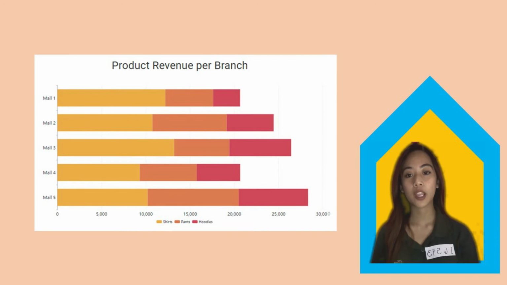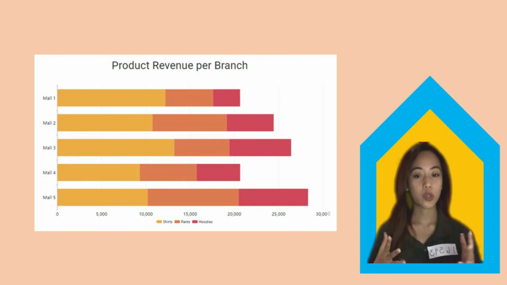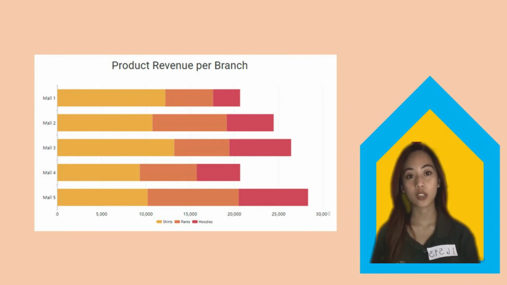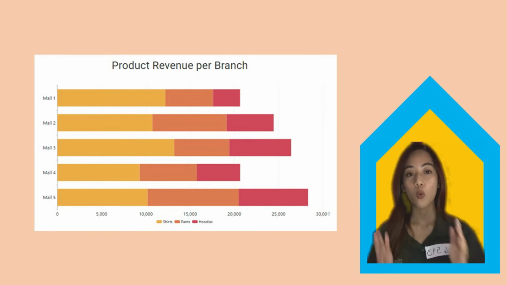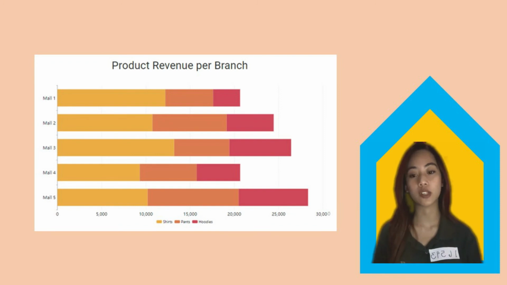So since we want to find the product revenue per mall branch, our label on the vertical axis would be the mall branch. And then we write the names on the vertical axis, which is malls 1, 2, 3, 4, and 5. For this example, we will label the horizontal axis as the revenue. And then we finalize the scale and range for the given data. So our range is from 0 to 30,000 pesos, since we are talking about money here. And we want the scale to be 1 unit is equals to 5,000 pesos.